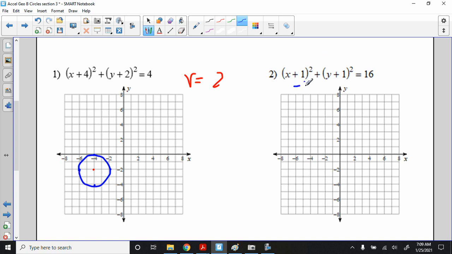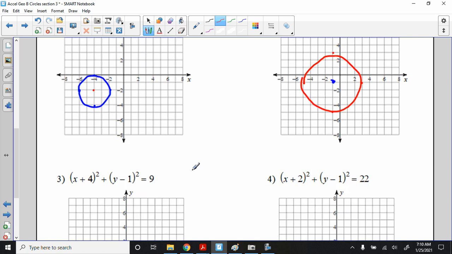Center here is -1, -1. So -1, -1. Radius is the square root of 16, so the radius is 4. So I go each way 4 times. And then try to do your best to draw a circle. Oh, that wasn't that good, but it is what it is.